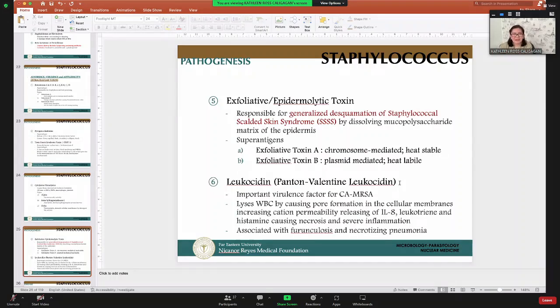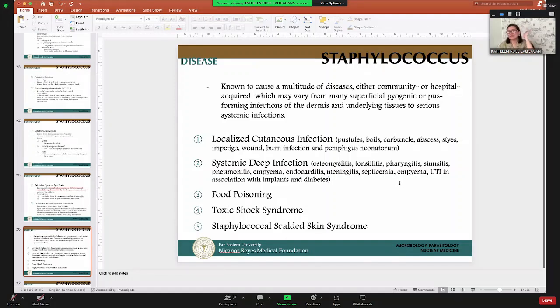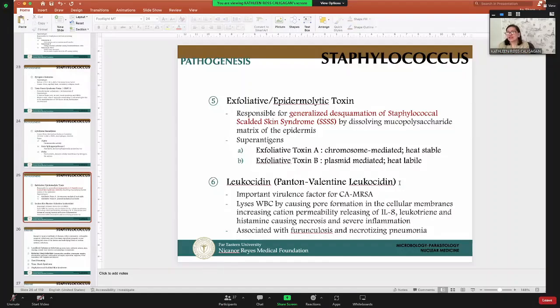There are 2 more. The exfoliative or epidermolytic toxin. Another clinical manifestation of staph is staphylococcal scalded skin syndrome. The toxin mainly responsible for that is the exfoliative epidermolytic toxin. There are two types: toxin A, which is chromosome mediated and heat stable, in contrast with exfoliative toxin B, which is plasmid mediated and heat labile. Those two are responsible for staphylococcal scalded skin syndrome.